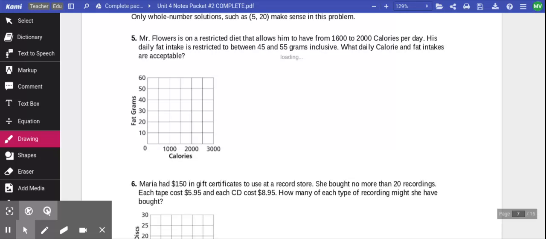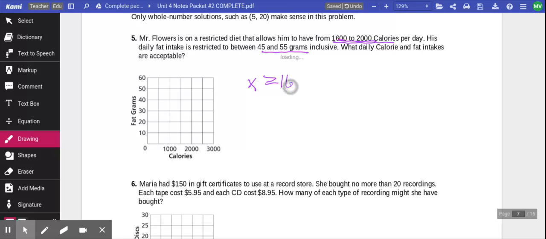Okay, so Mr. Flowers is on a restricted diet that allows him between 1,600 and 2,000 calories. His dairy fat intake is restricted between 45 and 55. What daily calorie and fat intakes are acceptable? So I'm going to kind of view this 1,600 to 2,000 as x needs to be greater than or equal to 1,600, and x needs to be less than or equal to 2,000. x equals is vertical lines.